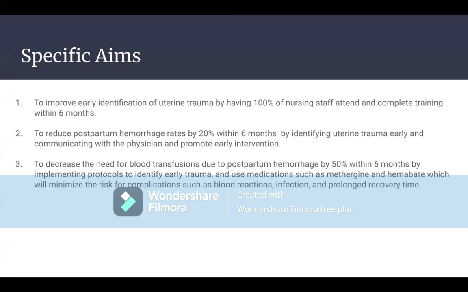We then also want to decrease the need for blood transfusions due to postpartum hemorrhage by 50% within 6 months by implementing protocols to identify early trauma, and use medications such as Methergin and Hemabate, which will minimize the risk for complications such as blood reactions, infection, and prolonged recovery time.